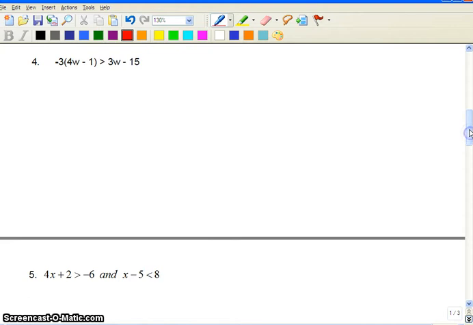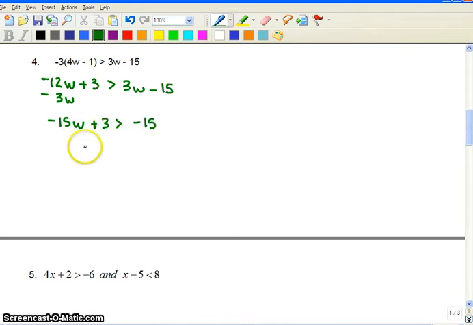So number 4 here, in order to get the letter by itself, we first would need to distribute. So we'll have negative 12w plus 3 is greater than 3w minus 15. Now I like my letters on the left, so I'm going to subtract 3w. Negative 15w plus 3 is greater than negative 15. Subtract my 3. Negative 15w is greater than negative 18. Well, it doesn't come out so nice, but we can still do the problem.